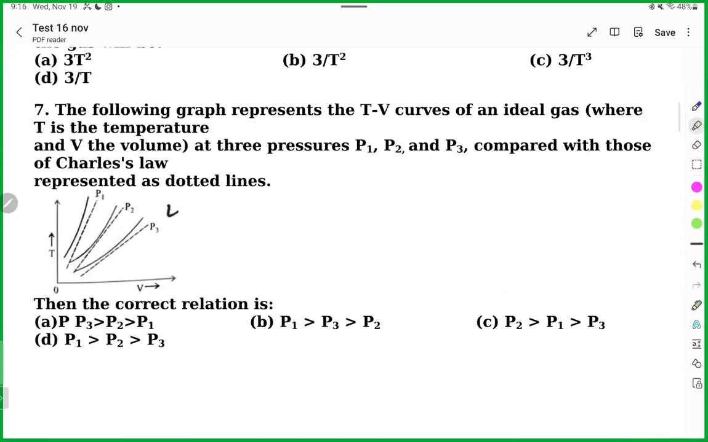Anvita, 7th question. What should I do? Yes sir, one second. Sir, will P3 be the highest?